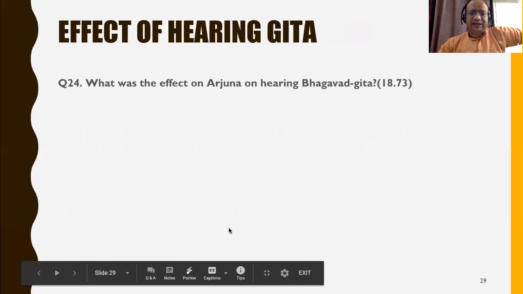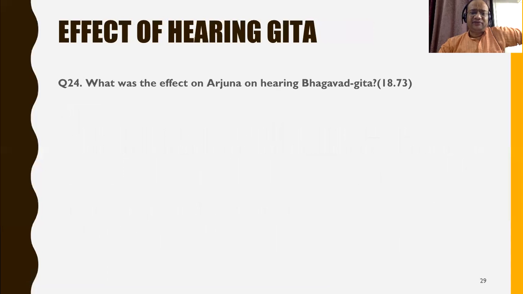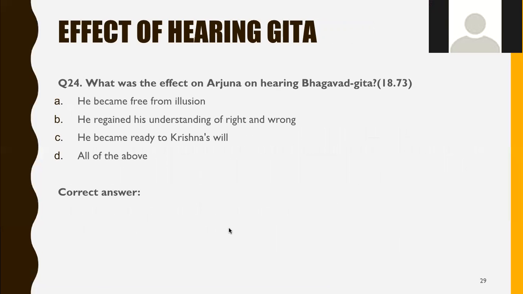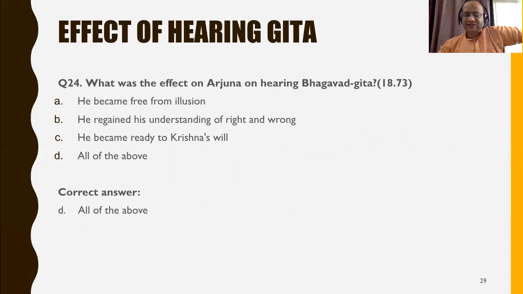Effect of hearing Gita. What was the effect on Arjuna on hearing Bhagavad Gita? Became free from illusion, regained his understanding of right and wrong, became ready to do Krishna's will, all of the above. All of the above. Yes. So, Karishye Vachanam Tava, that was the statement that Arjuna gave.